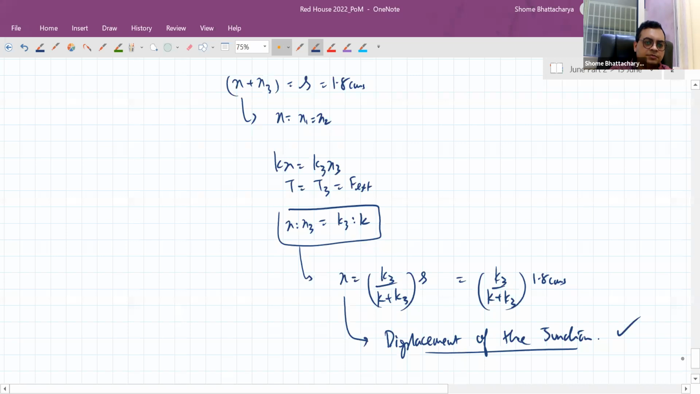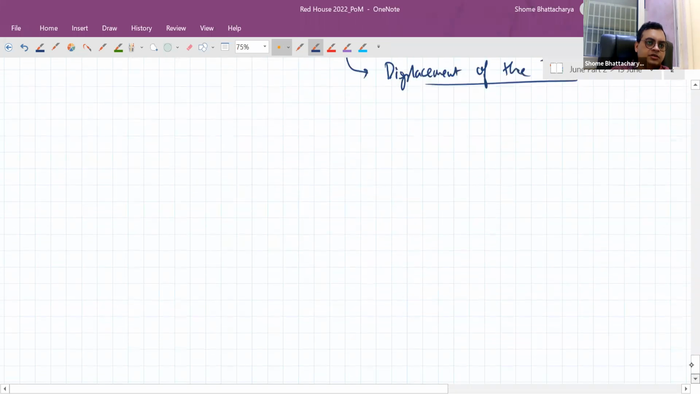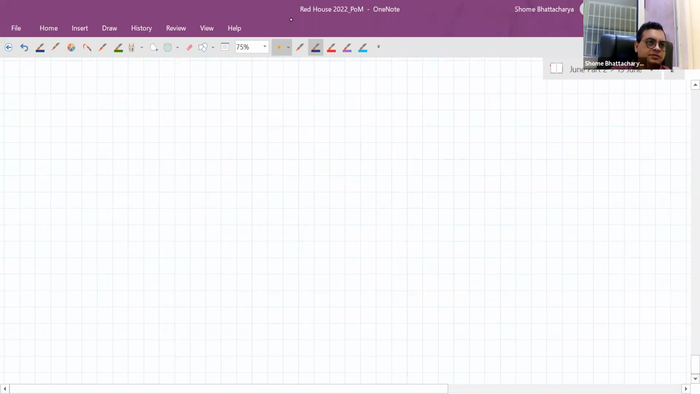Now, another concept question where the displacement of the junction concept becomes important. Remember last time we were discussing thermal stress. So next we will see a question based on combination of materials under thermal stress. Okay.